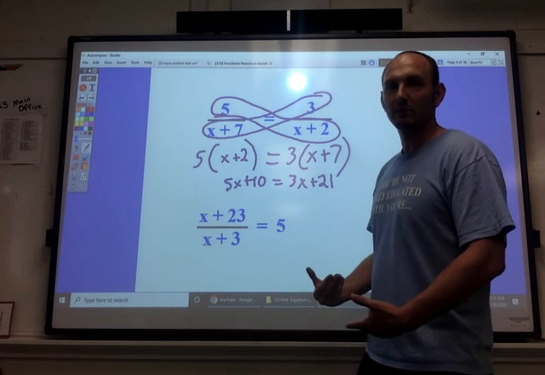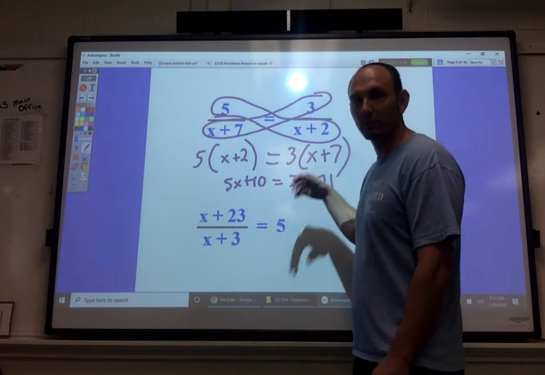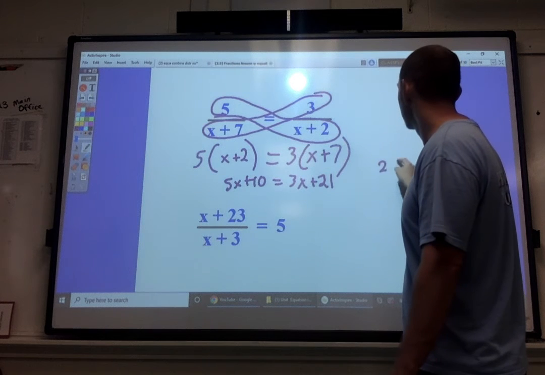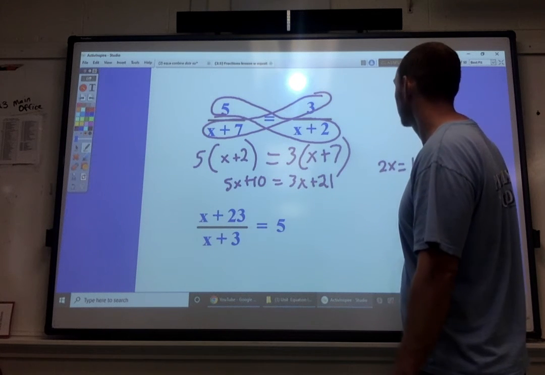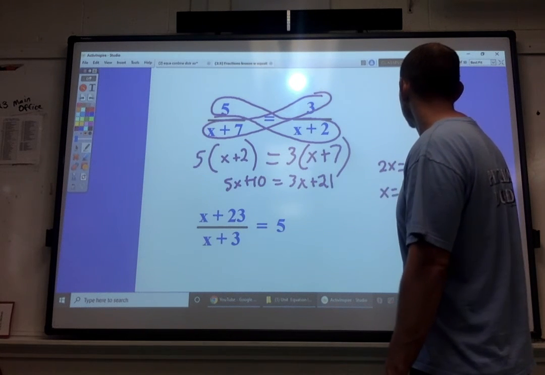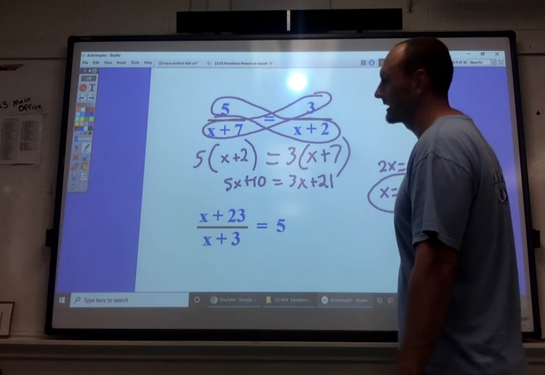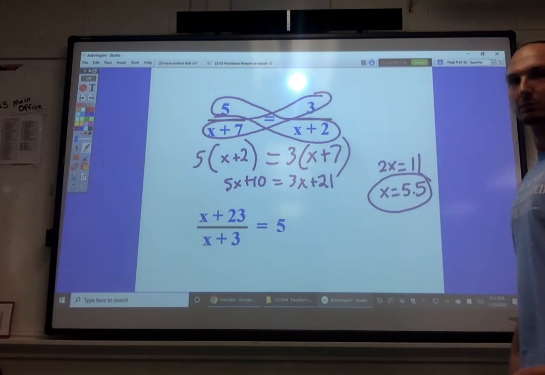Then it gets back to everything we've been doing so far today, so I'm just going to quickly write the work over here. We got 2x equals 11. So x is 5.5. So if you keep working that out, you should get 5.5.